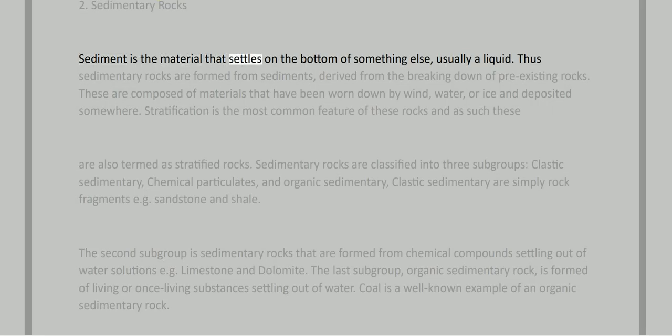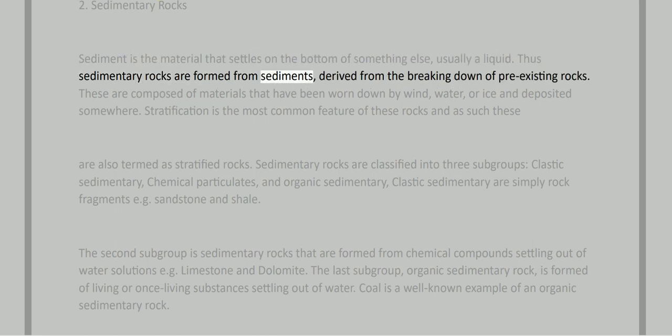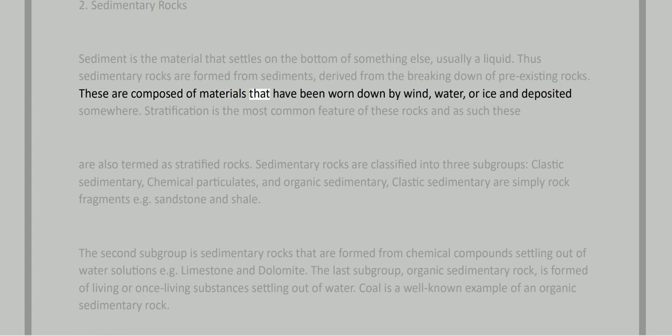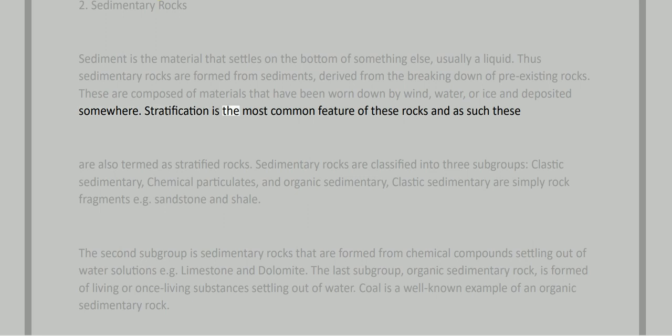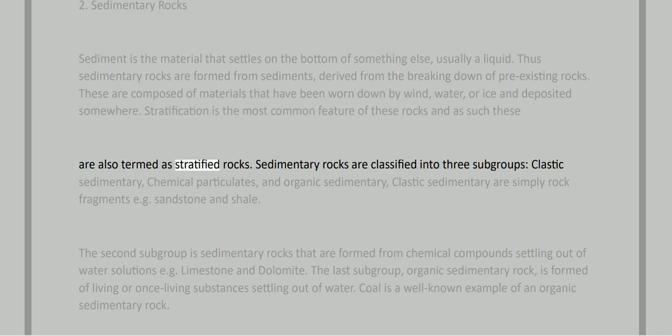2. Sedimentary rocks. Sediment is the material that settles on the bottom of something else, usually a liquid. Thus sedimentary rocks are formed from sediments, derived from the breaking down of pre-existing rocks. These are composed of materials that have been worn down by wind, water, or ice and deposited somewhere. Stratification is the most common feature of these rocks, and as such these are also termed stratified rocks.